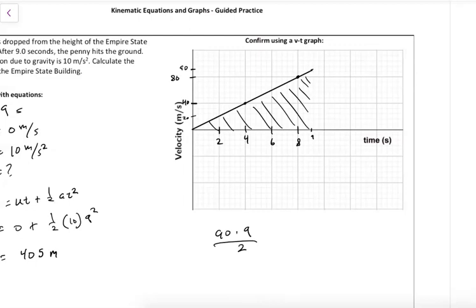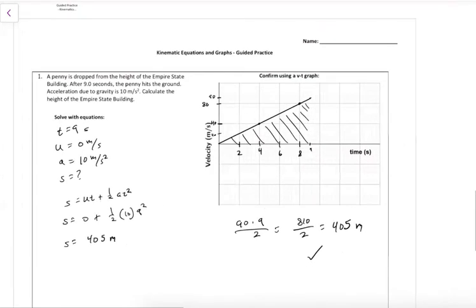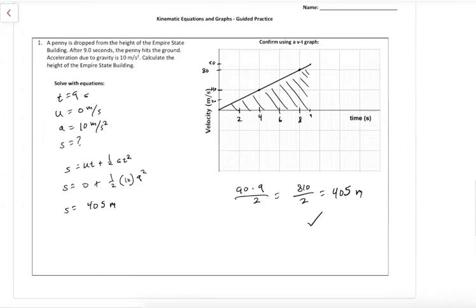And that looks like the exact same math that we just did. 9 times 9 is 81, so 9 times 90 is 810, divided by 2, and that's 405 meters. And that checks out. So that's the type of way I want you to check your answers using the graph.